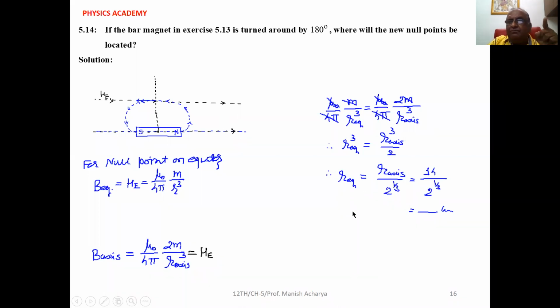And in the previous example, the null point was obtained at 14 centimeter on axis. So r axis is replaced by 14 upon 2 raised to 1/3. Solve this one, you will get the answer. Clear to all of you? And you can solve this by calculating the magnetic moment in the previous example, and then substituting the values of magnetic moment, mu 0 upon 4 pi and He in this equation, and then calculate r. Clear to all of you?